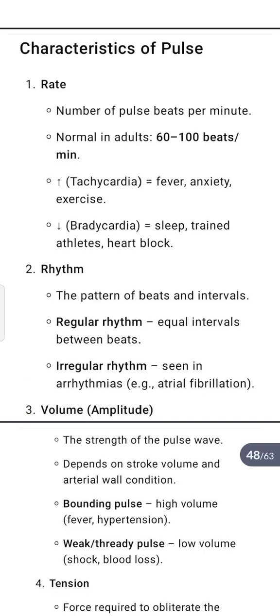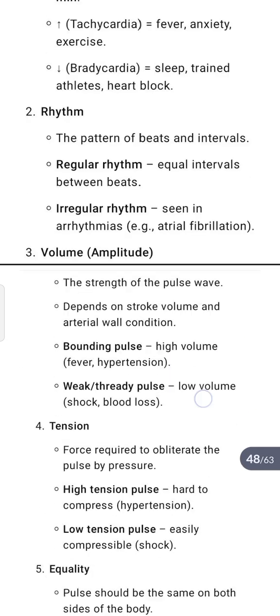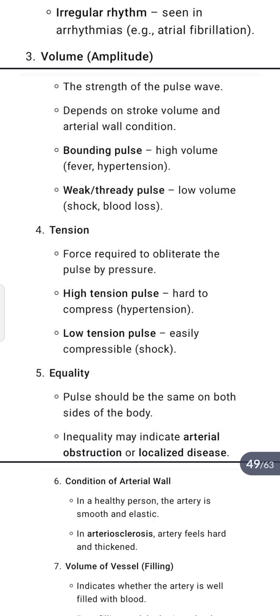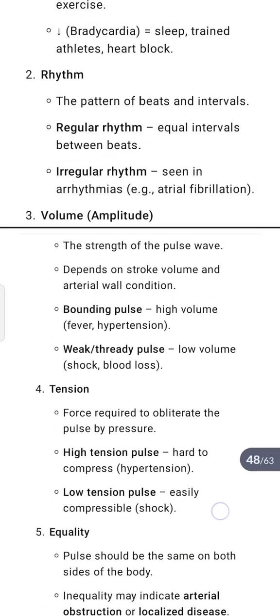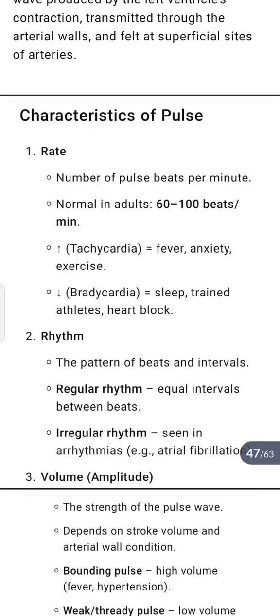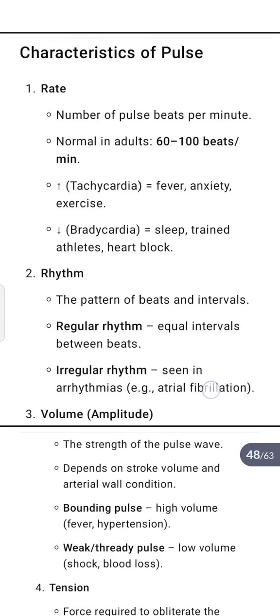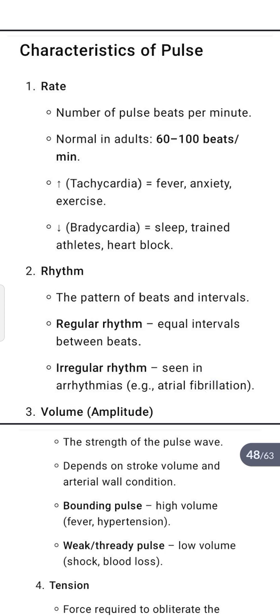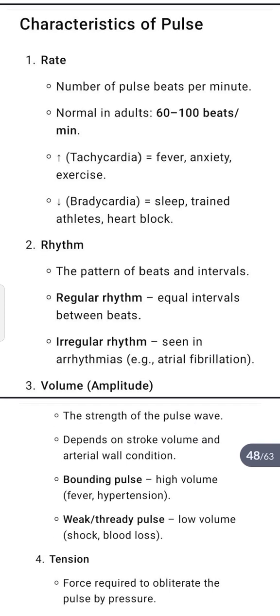So now let's see the characteristics of pulse. Rate, rhythm, volume, tension and equality are the main factors that are the characteristics of pulse. This is asked in exams, mark it important. Characteristics of pulse has been asked many times. So let's start. Rate: number of pulse beats per minute. The normal range is 60 to 100 beats per minute.